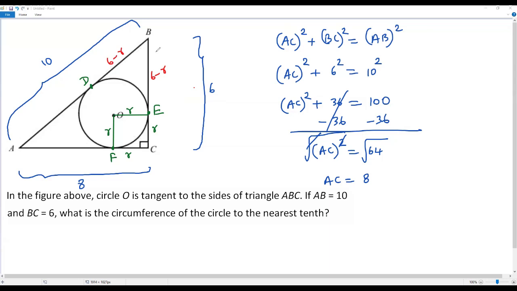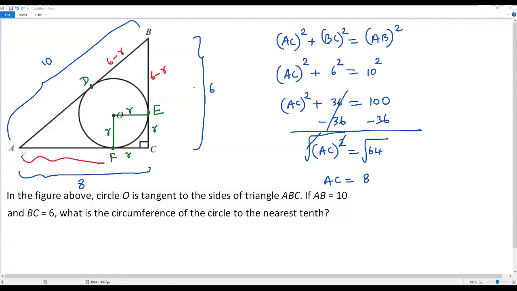As I said earlier, the two tangents drawn to a circle from the same external point must be equal. Okay, now let me come to this. Let me consider the tangent AD and tangent AF, which are drawn to the circle from the same external point A. So the length of this AD and the length of this AF must be equal. Already we know that the length of AC is 8.